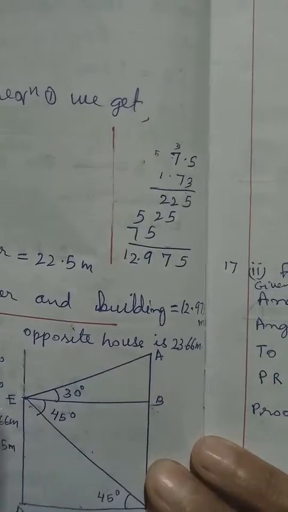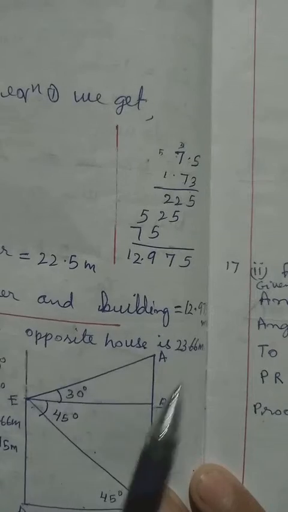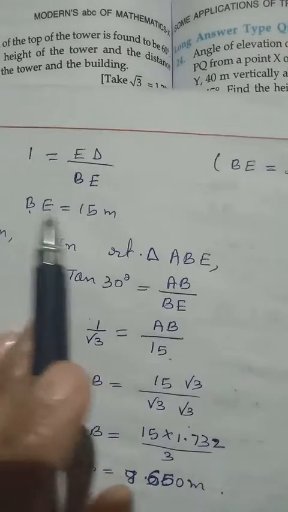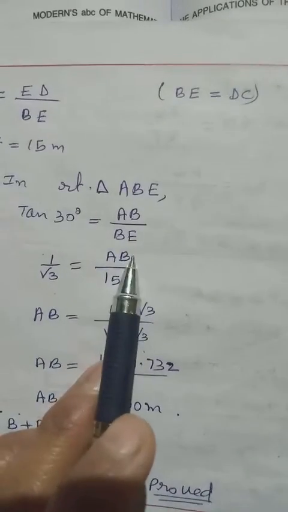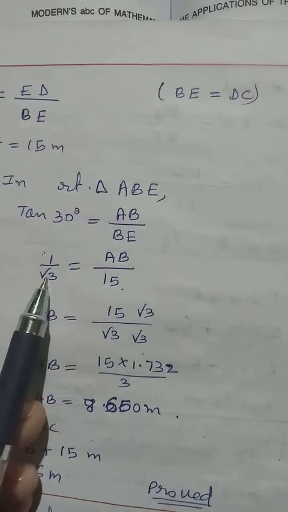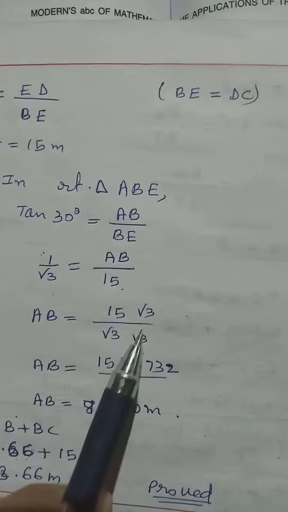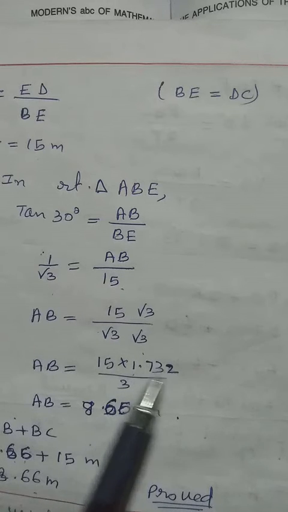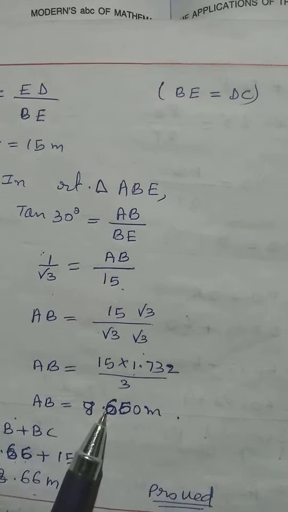Then let's make use of another triangle, ABE. So tan 30 here will be AB by BE. Then tan 30 we know is 1 by root 3. BE we have from here equal to 15. So we have to find AB. Let's cross multiply. We want AB, so this one will go up. Root 3 is down, so we rationalize it. So root 3 into root 3 will be 3. 3 divided into 15 will be 5. So 5 into root 3, we get 8.65.